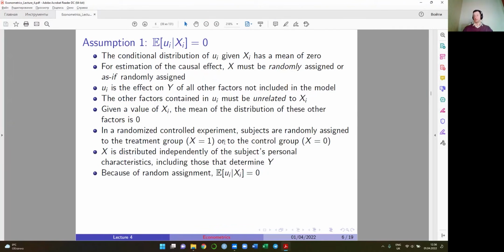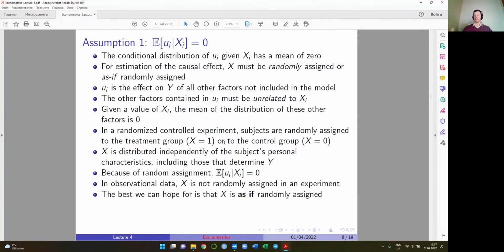Yes, because of the random assignment, the expectation of U given X is 0. In observational data, X is not randomly assigned as in an experiment. So this is the problem for us. And the best we can hope is that X is as if randomly assigned. Probably not. We don't know.